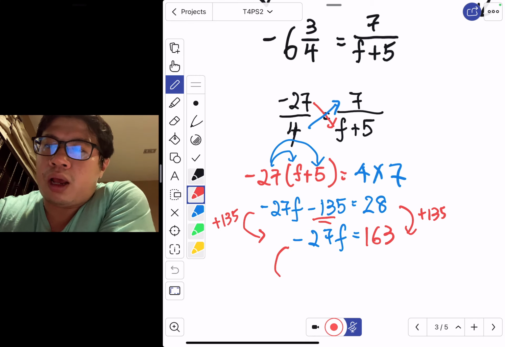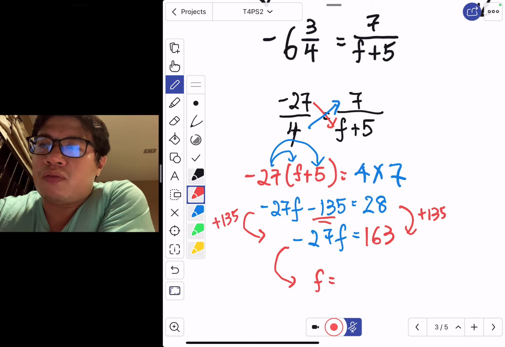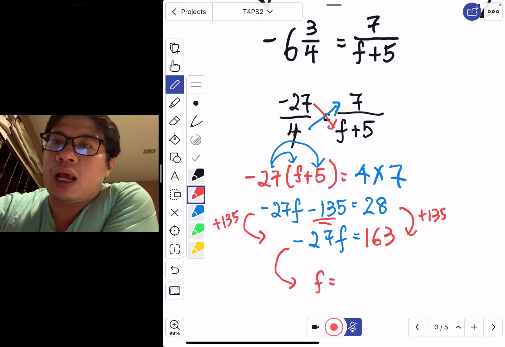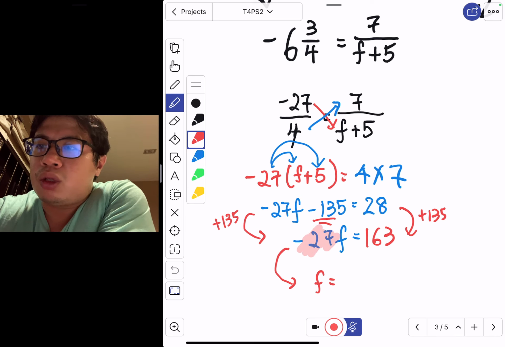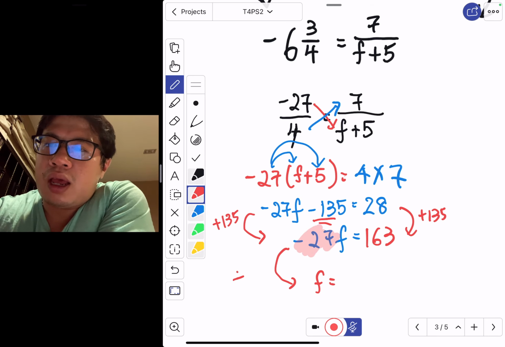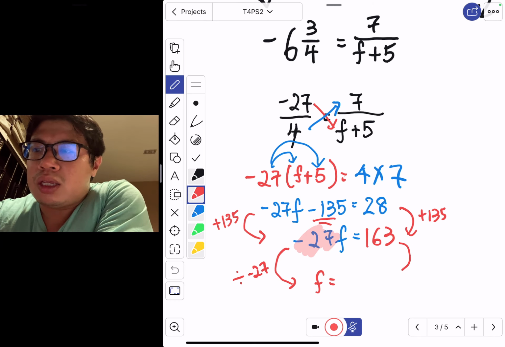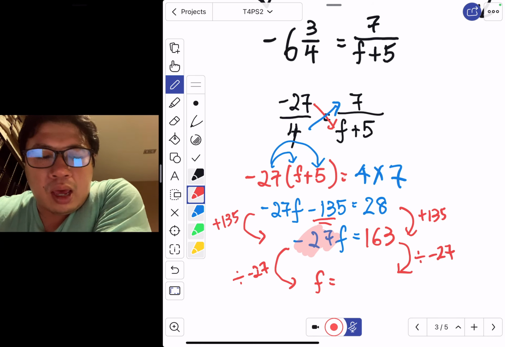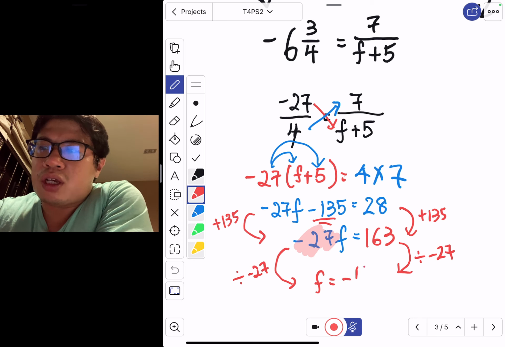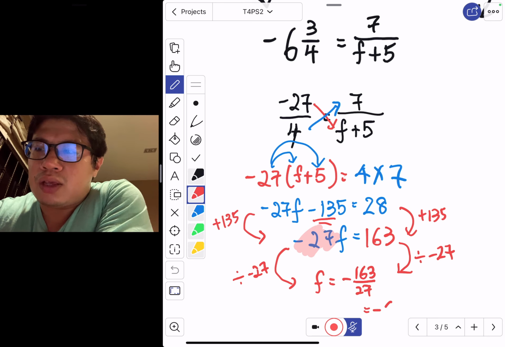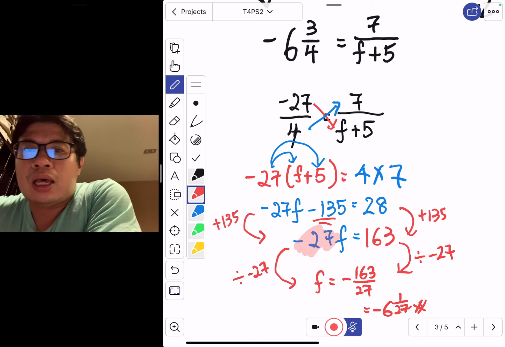From negative 27F to making F the subject, I can see that there's a negative 27 multiplied to F. So I have to divide by negative 27. If it's negative 27 multiplied, you divide by negative 27. This is how you reverse. So I also divide by negative 27 on my right, and my final answer just turned out to be negative 163 over 27. You can also write the answer as negative 6 and 1 over 27. Whether it's improper or mixed number as your answer, it doesn't matter.